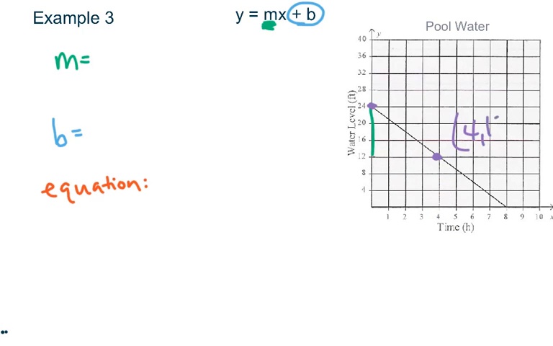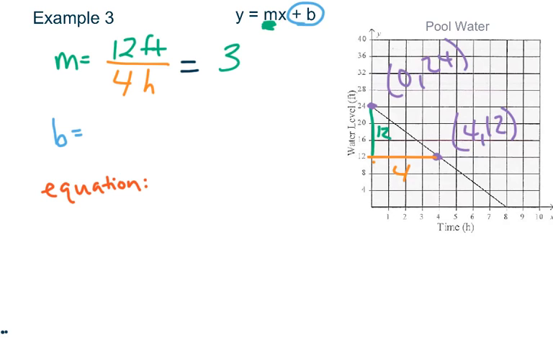So it would look like this. And this one would be 0, 24. Along the rest of that line, I wouldn't know what those numbers are, so that's why I picked those 2 points. This distance is 12. Going across here would be 4. So it's 12 feet over 4 hours, which when we divide that, 12 divided by 4 is 3. So 3 feet for 1 hour, which, when we divide that, just simplifies to 3. So our slope here is 3.